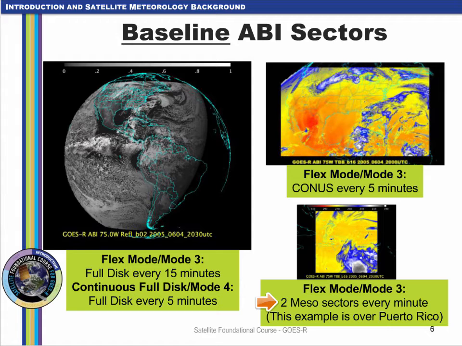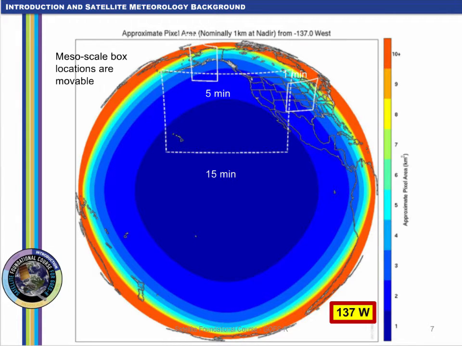This shows spatial resolution. Pixel areas are approximate, as a function of color, and apologies to the color challenged in the audience. A spatial resolution of 1 square kilometer occurs at satellite nadir, the subsatellite point over the equator. Each color bin is rounded to the nearest square kilometer.